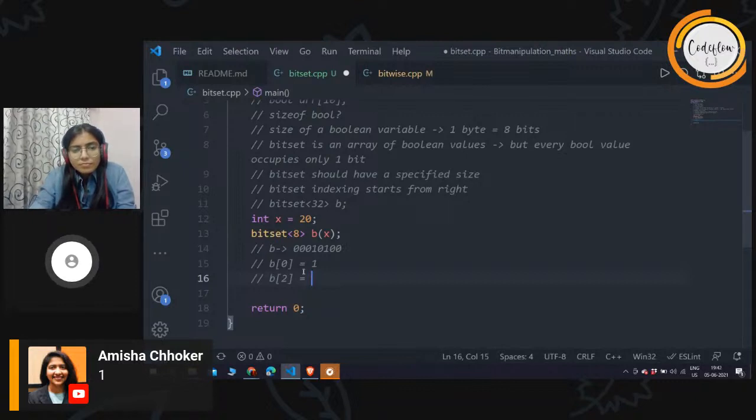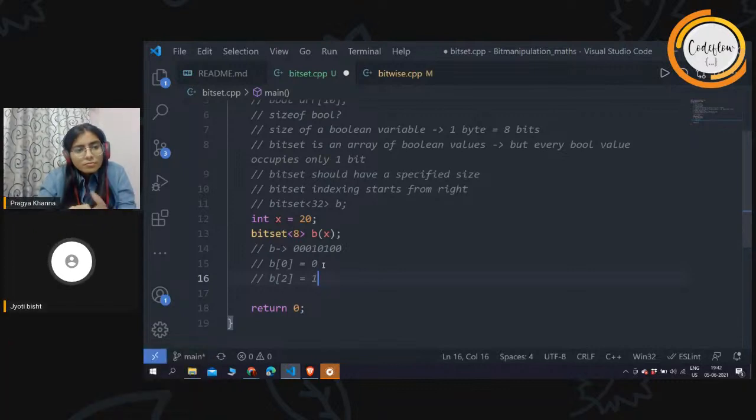B of 0 is equal to 1, yes, because we are starting from the right. And b of 2, say 0, 1, 2, it will be 1. I'm sorry, this is my mistake. Makes sense. Okay, so now we have a basic idea of what a bitset is, how it is working, what indexing is, and what the size of a boolean is in it. What we are doing and what is happening over here.